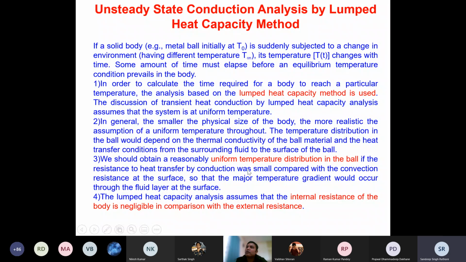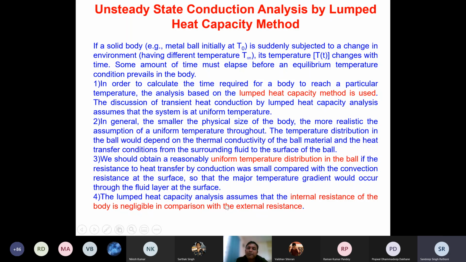So what I'm trying to say here is, it depends not only on thermal conductivity, but also on the heat transfer coefficient, which is in the outside film. Okay. So we should obtain a reasonably uniform temperature distribution in the ball if the resistance to heat transfer by conduction was small compared to the convection resistance at the surface, so that the major temperature gradient would occur only through the fluid layer at the surface.